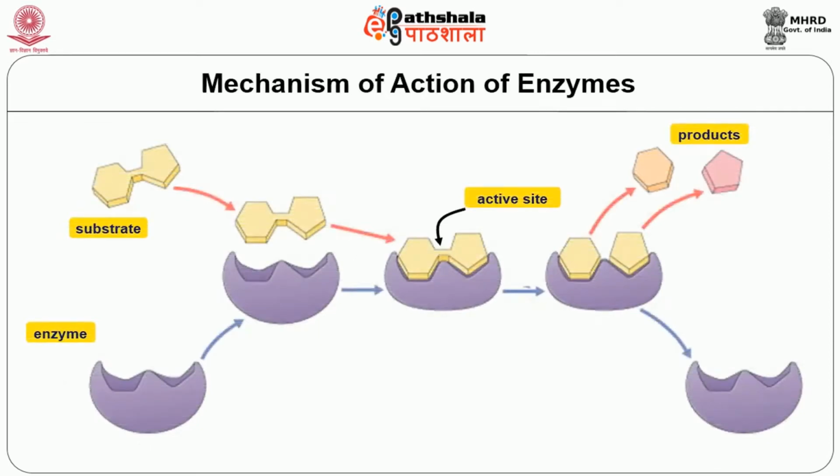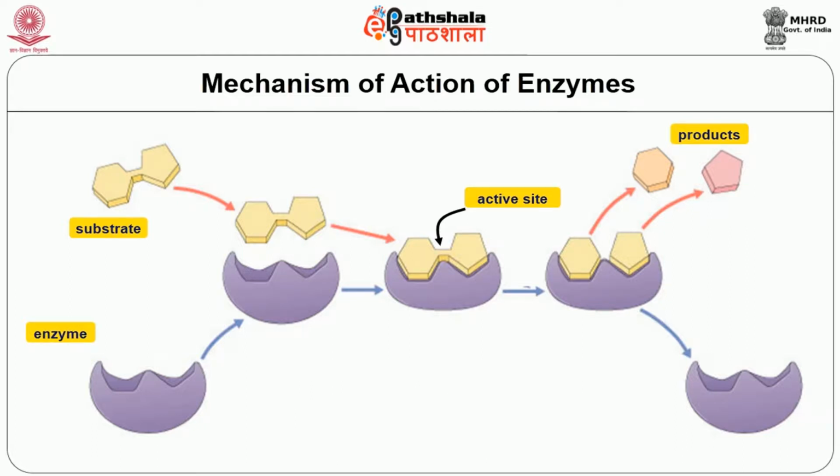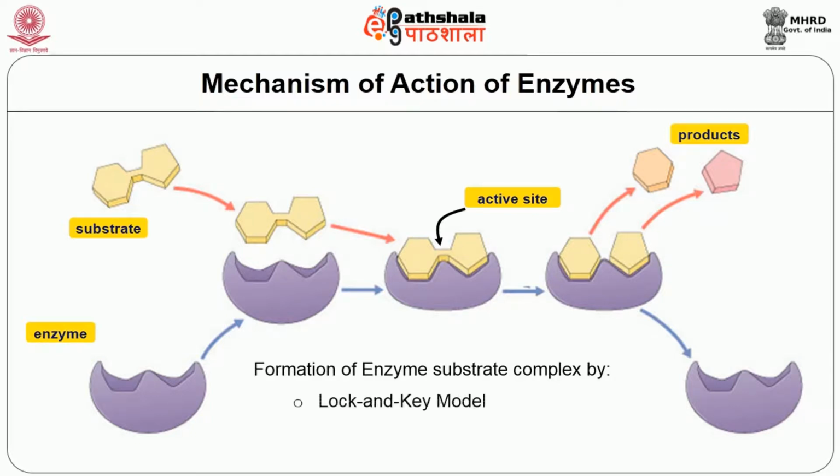Now, before we understand the factors that are important for the enzyme activity or the rate of the enzyme activity, we need to quickly go through the reaction rates of an enzyme. What does it mean? And what is the formation of the enzyme-substrate complex to know about the activity of the enzyme? Enzymes increase the reaction rates by decreasing the activation energy and the enzyme-substrate interaction. And there are two models which have been proposed by scientists for the formation of the enzyme-substrate complex. One is called the lock and key model, and the second one is called the Induced Fit Model.